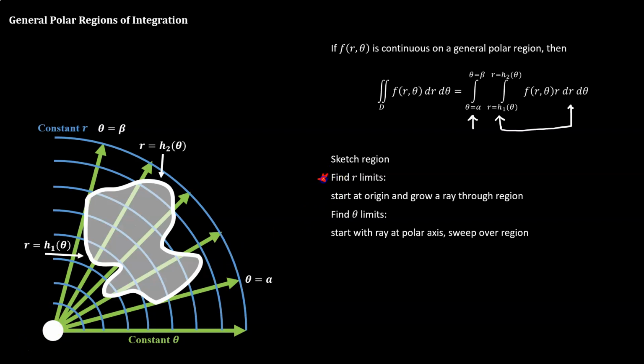To find the r limits of integration, we're going to start at the origin, and we're going to grow a ray. So I'm going to grow a ray that goes through the region. And if it's not obvious with one ray, you can grow a couple of them. With each of the rays that I'm growing, the point I'm trying to get is that I can see where the ray enters the region. We enter along this h1 function. So I know that's my lower limit for r.